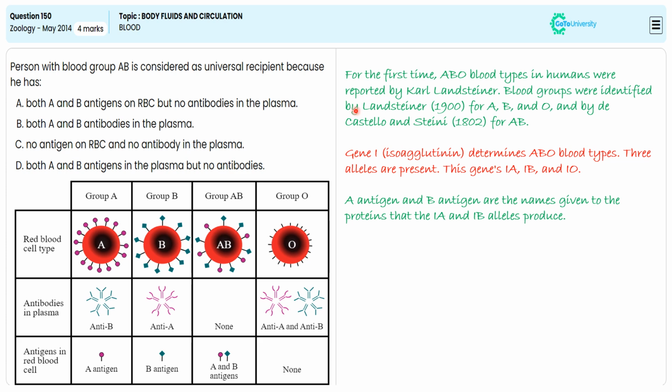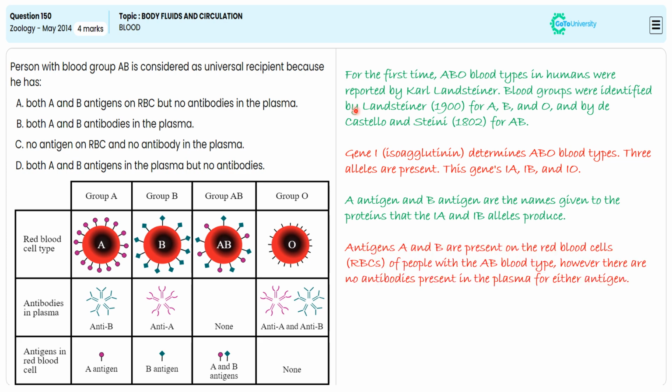Antigen A and B are present on the red blood cell RBC of people with AB blood type. However, there is no antibody present in the plasma for either antigen. With this specification, we choose option A as the correct answer to secure 4 marks.